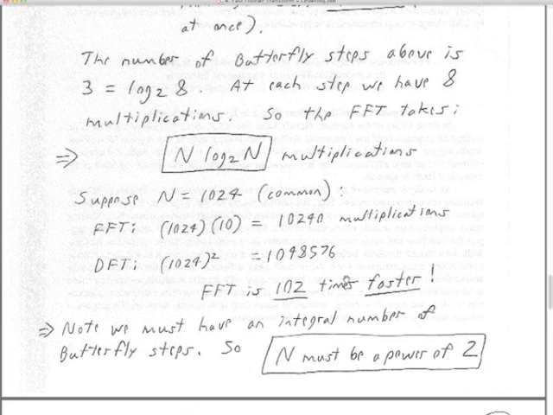2 billion, I said that was 2 to the 32nd power. So we got 2 billion times 32, 64 billion operations instead of n squared, which is a billion times a billion. So the bigger your data set, the huger the savings. It's an incredible savings. Just incredible.